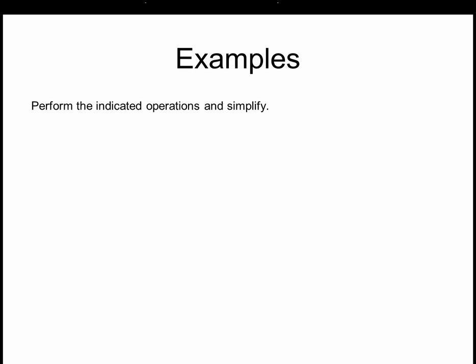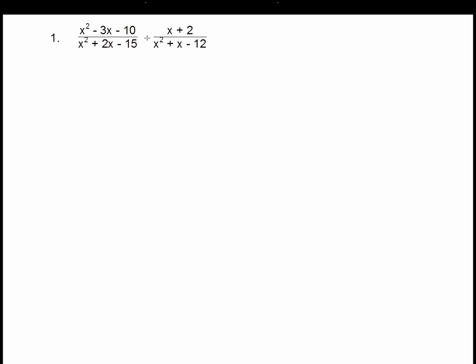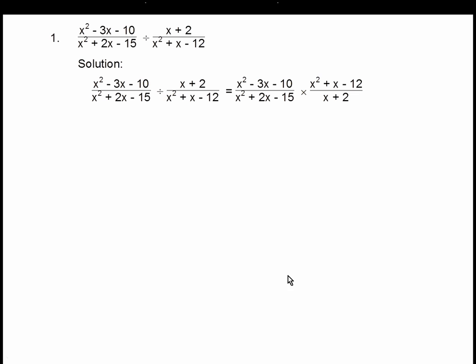So some examples: perform the indicated operations and simplify. Sometimes the directions will just say simplify. Our first one, we have (x squared minus 3x minus 10) over (x squared plus 2x minus 15) divided by (x plus 2) over (x squared plus x minus 12). Remember, we're supposed to invert the second fraction and multiply, so here I've inverted the second fraction. Multiply. That's the times sign, not an x.